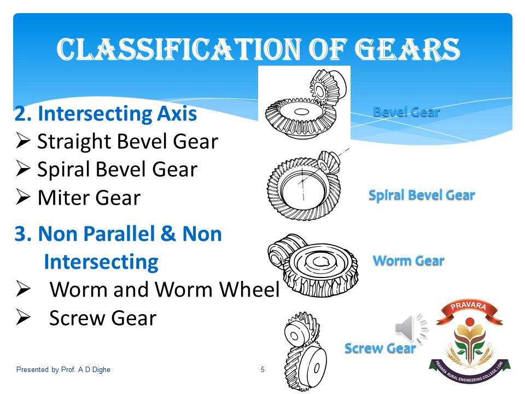Now in case of worm and worm wheel, the shaft angle is 90 degrees. The efficiency of non-parallel and non-intersecting shaft gears is lowest if we compare with other gears. The mechanical efficiency of worm and worm wheel is lowest if we compare with other types of gears.